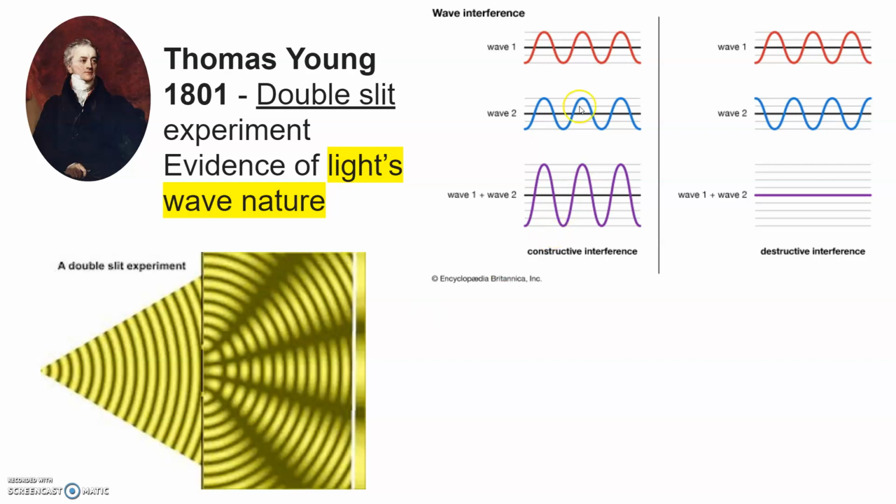Constructive interference occurs when two waves line up and their peaks line up together, and so the resulting peak is a larger peak. Destructive interference is the opposite, where a peak and a trough line up and they cancel each other out. And so the constructive gave the bright bands, and the destructive gave the dark bands, or the absence of light. And since waves can constructively and destructively interfere with one another, he concluded that light must behave as a wave.